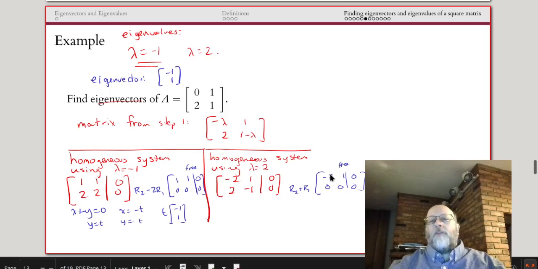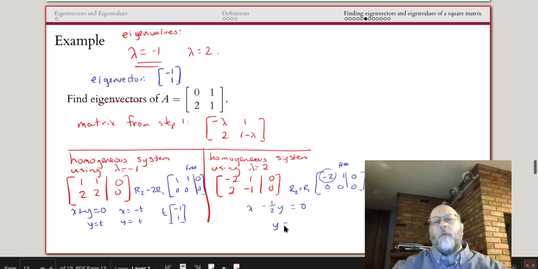All right, for this one, I'm going to do one more step. I'm going to go ahead and put this into reduced echelon form. That means divide by -2. That gives me 1, -1/2, 0, 0, 0, 0. And so x minus 1/2 y is equal to 0, and y is equal to t. And so x is equal to 1/2 t, and y is equal to t. And so we get t times 1/2, 1. And so my eigenvector for lambda equals 2 is 1/2 and 1.